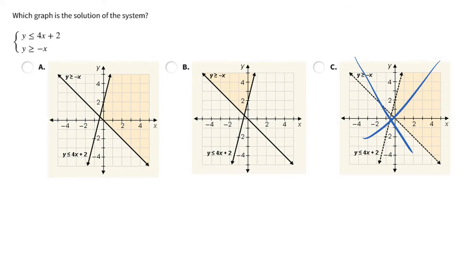Greater than or equal, well, that would be above that line. So that would be this side. Both of those are shaded above it looks like. So both of those are okay so far.